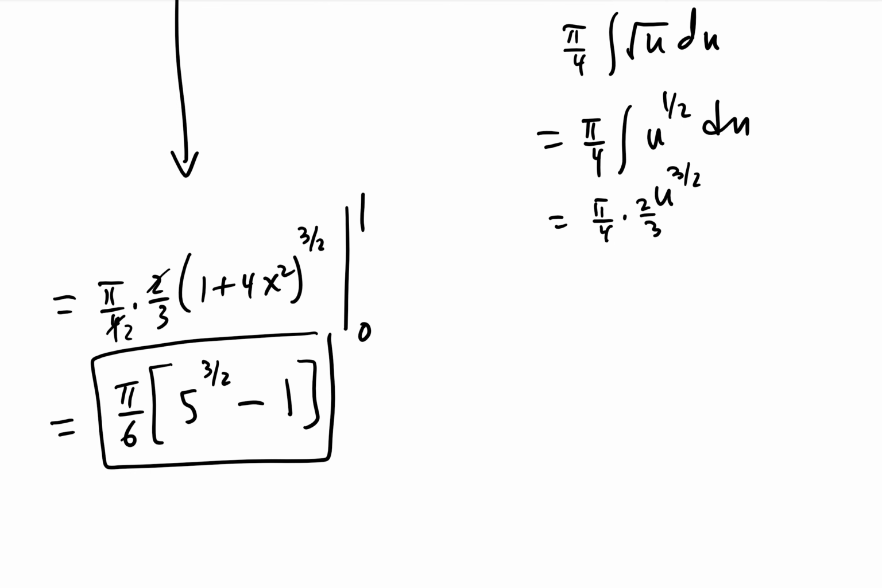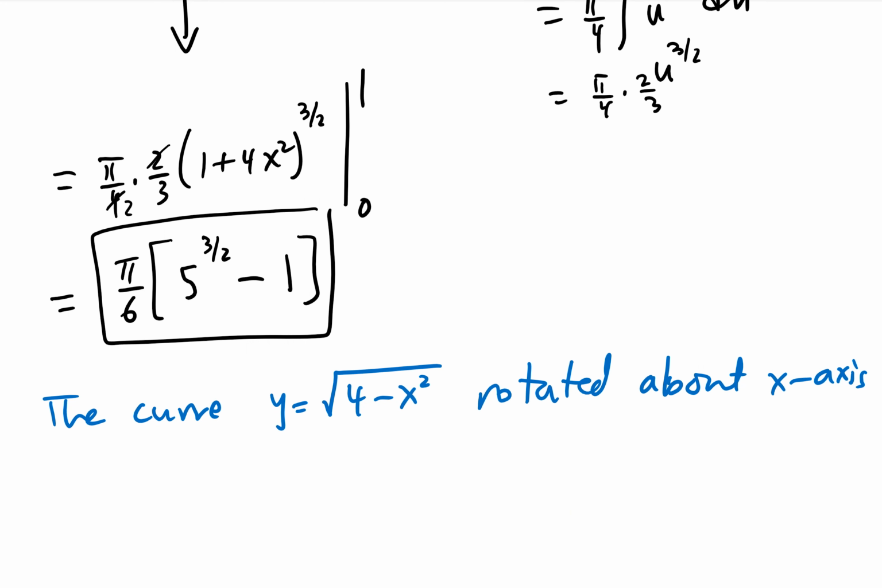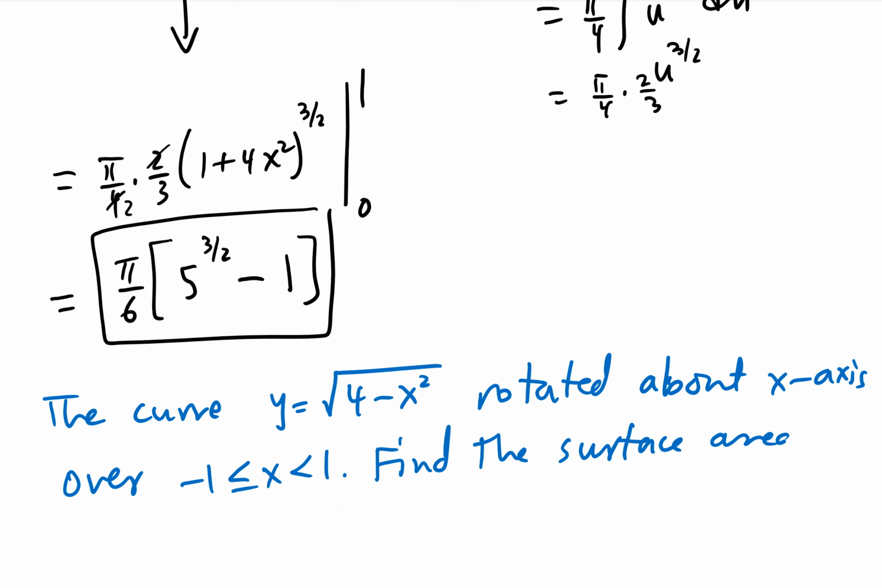Next example, the curve defined by y equals the square root of 4 minus x squared, rotated about the x-axis over the interval -1 to 1. Find the surface area of the solid obtained.